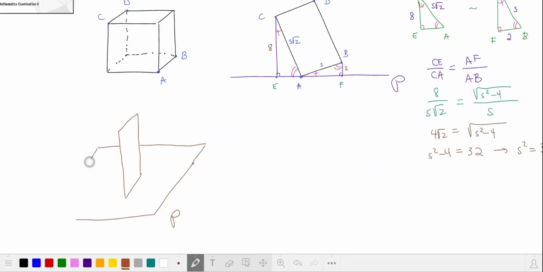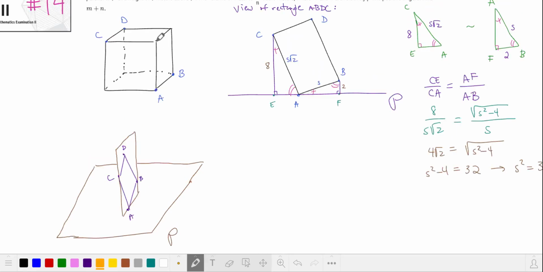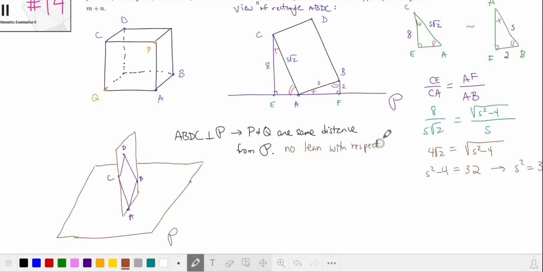We are also given that our rectangle ABDC is perpendicular to our plane, which means it's contained within a larger plane that's also perpendicular to P. Since this plane is perpendicular to P and AC is a diagonal, then if we think about where the other two vertices of this square, let's call them P and Q, we're going to see that the distance from point P and point Q to plane P is going to be the same. In other words, this cube is not going to lean to the left or the right with respect to the diagonal AC, or BD for that matter.